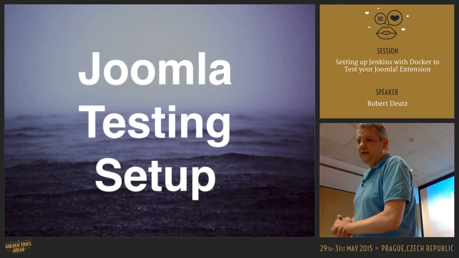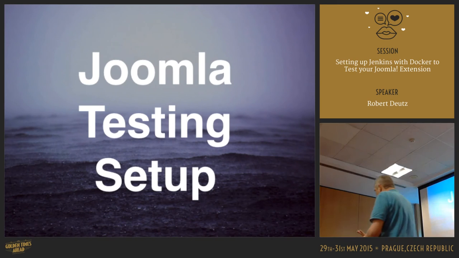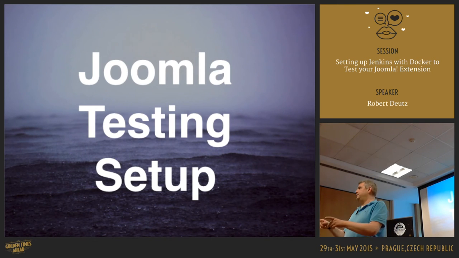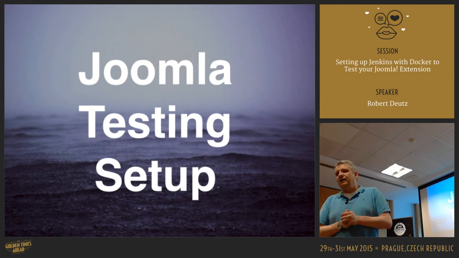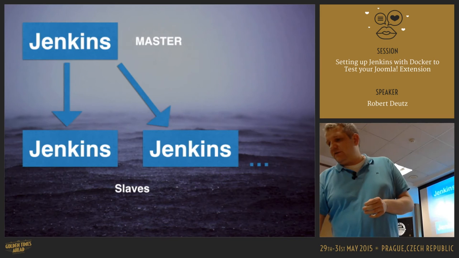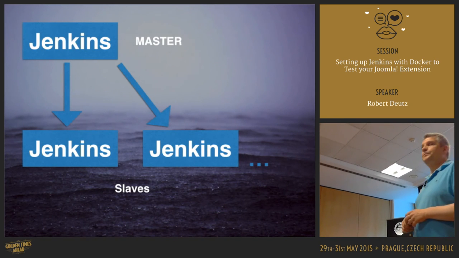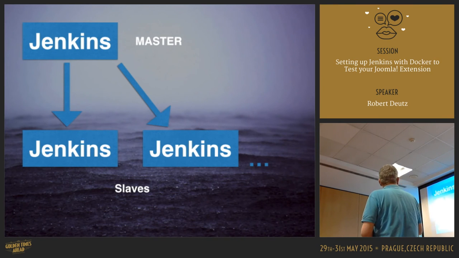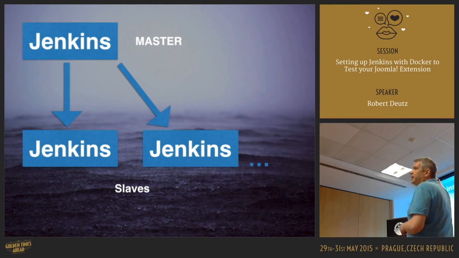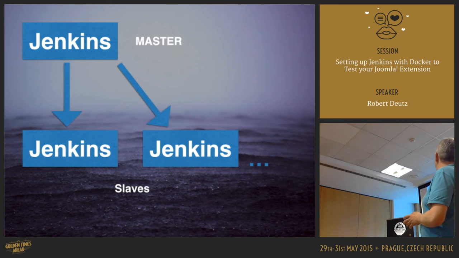Okay, the Joomla testing setup. Thanks to 1&1, that's not the reason why I use this 1&1 example for unit tests. They gave us three root servers. What we did is set up a Jenkins master and two Jenkins slaves. It's not really complicated to do this.